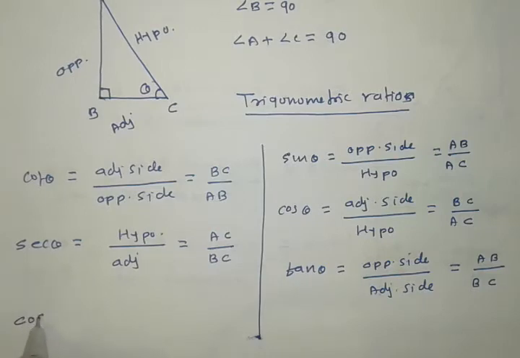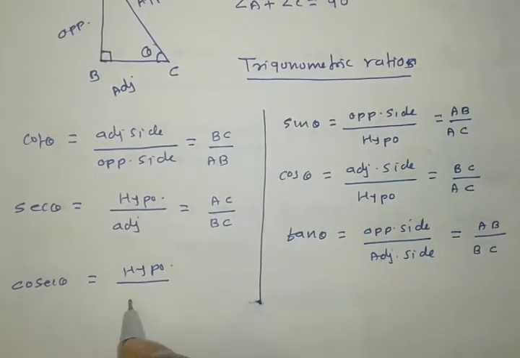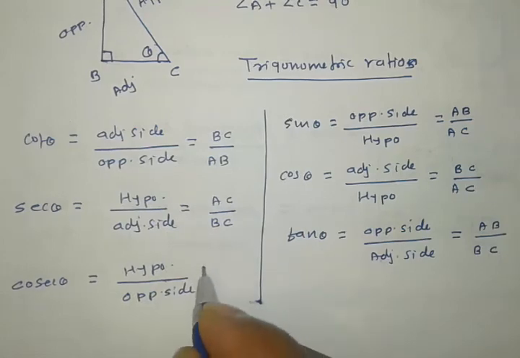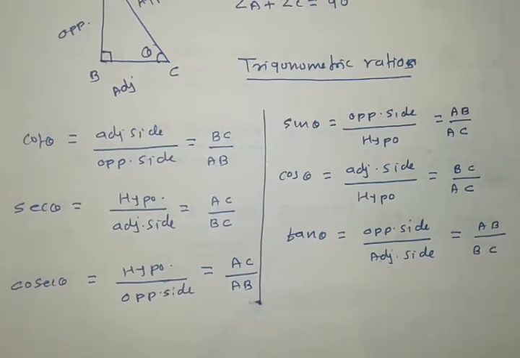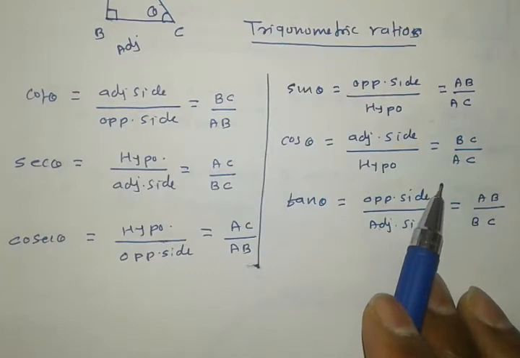Then cosec theta is hypotenuse upon opposite side. Hypotenuse is AC and the opposite side is AB. In total, there are six trigonometric ratios, and you should prepare all the formulas.